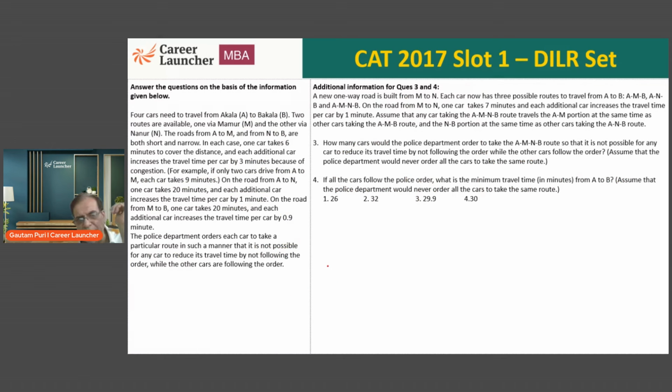So let's draw the figure again. Okay. A and B, A and B. And what was the data given here? 6 minutes plus 3 minutes. AM is 6 minutes per car. And additional 3 minutes to cover the distance if there's an additional car. So every additional car. And similarly, MB was 20 minutes. And additional time of 0.9 minutes per car.